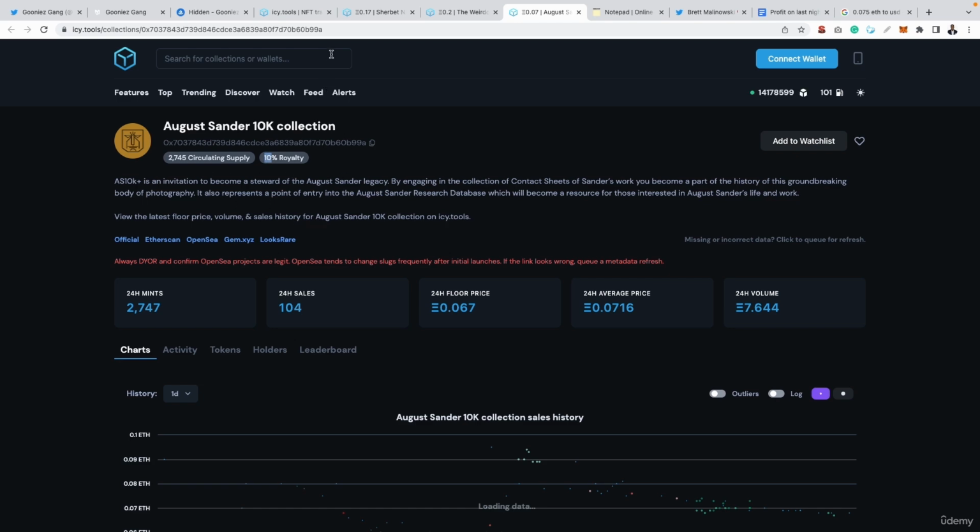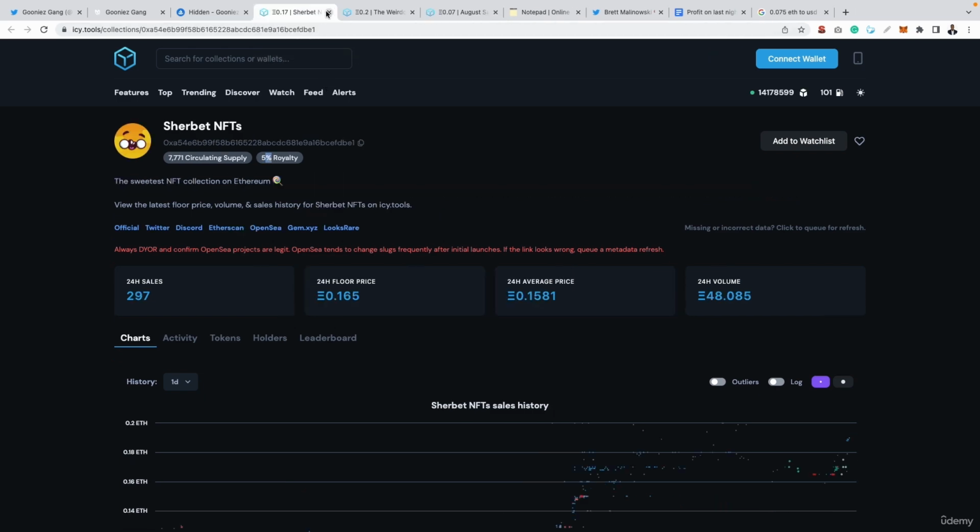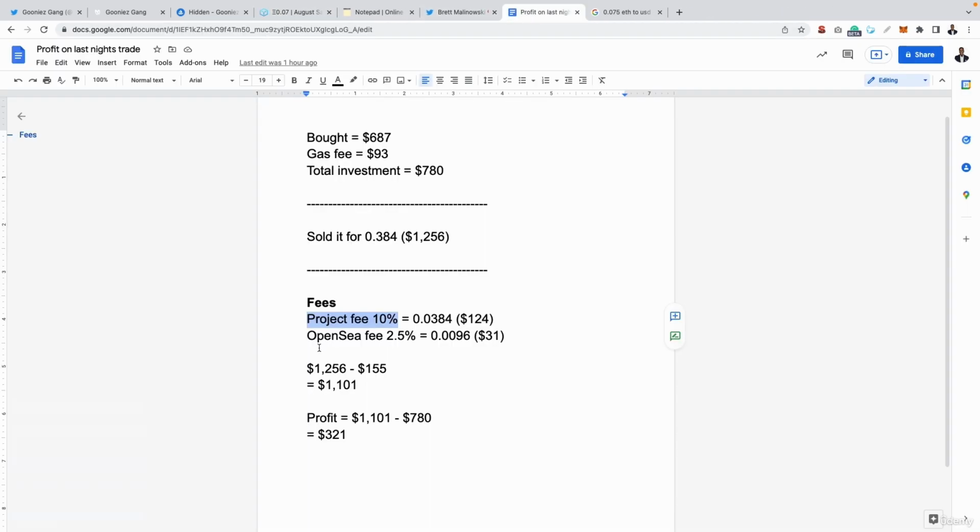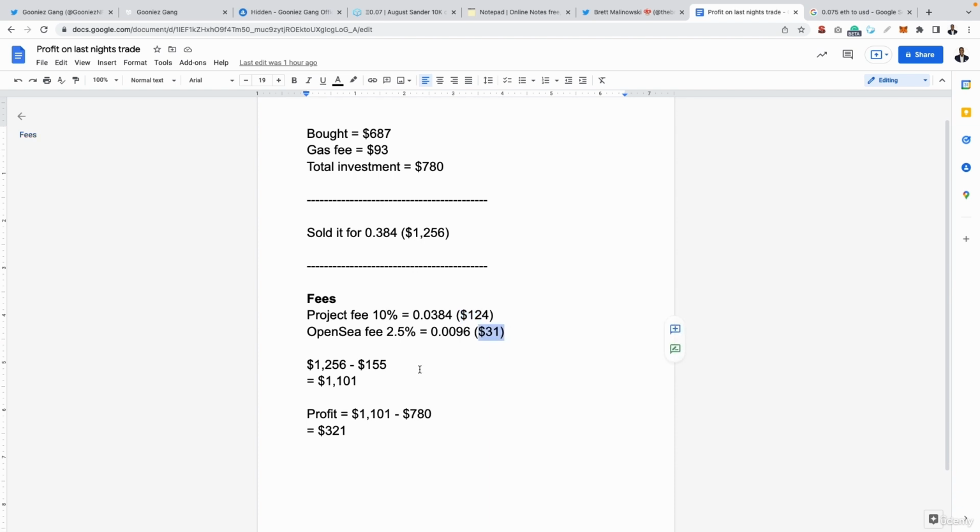So it's always good to look at the royalty before you make any trades, as that is going to come out of your profit. The second fee is the OpenSea fee, which is 2.5%. So anytime you sell an NFT on OpenSea, you have to give them 2.5% for that sale. So this is my total fees, $124, which is 10% of my sale. And I've got $31, which is 2.5% of my sale. So both of these fees added up together is $155.